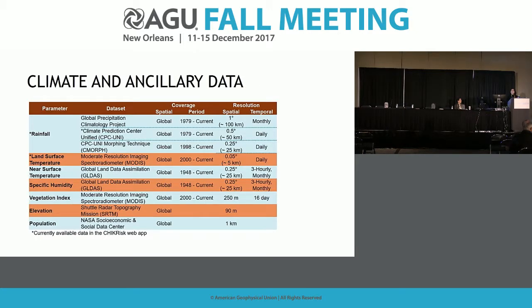The next one, of course, is the climate and ancillary data. Currently, we have rainfall and land surface temperature available for visualization in our app. This is because our risk map is currently based on land surface temperature and population. But we are working on looking into the association between chikungunya and other variables, including near surface temperature from GLDAS data, and then we will also look into specific humidity, vegetation index, and elevation.